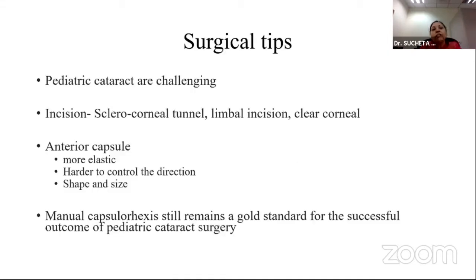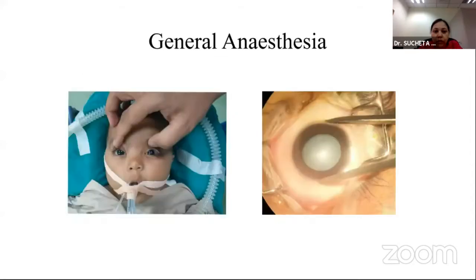Coming to the surgery itself in these cases, what is important? Pediatric cataracts are really challenging because they are not like adult cataracts. First and foremost, very important is the incision. You can do a sclerocorneal tunnel, a limbal, or a clear corneal incision, depending on the age of the child. But the most important thing is the management of the anterior capsule, because it is more elastic and it is very hard to control its direction and to get an optimum size and shape. Till now, manual capsular access is still the gold standard for a successful outcome in the pediatric cataract age group.